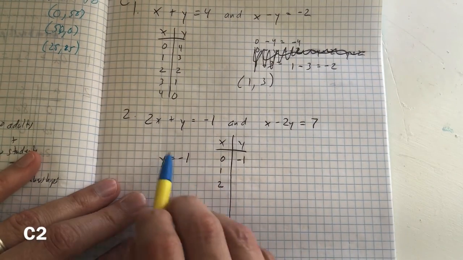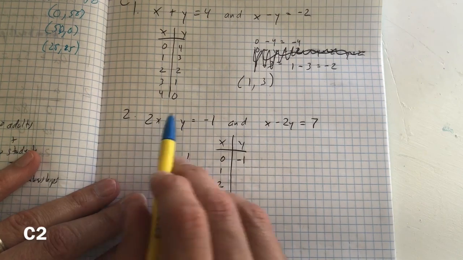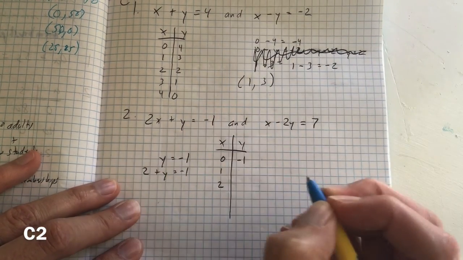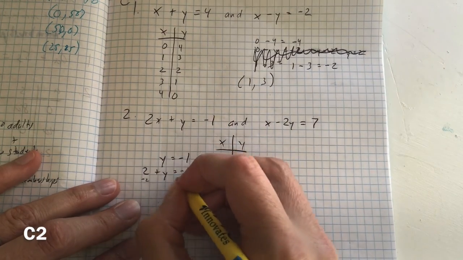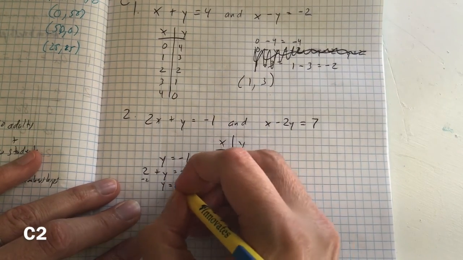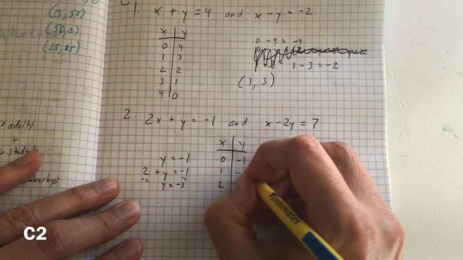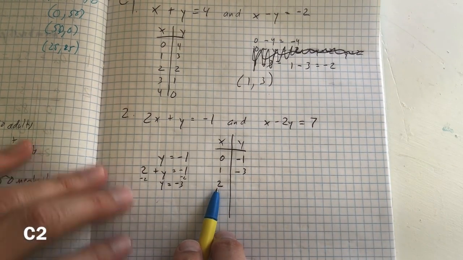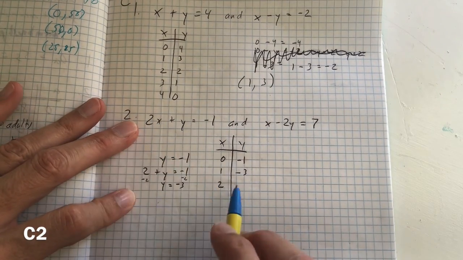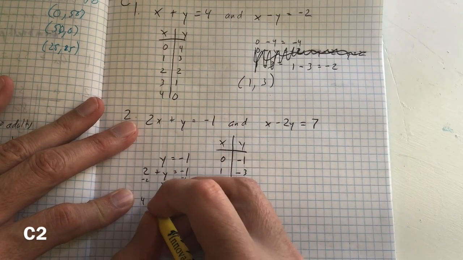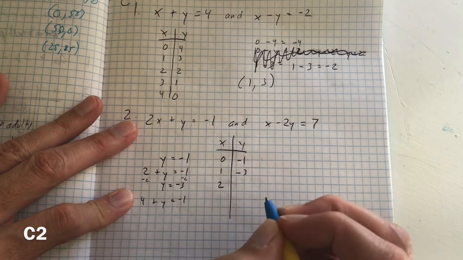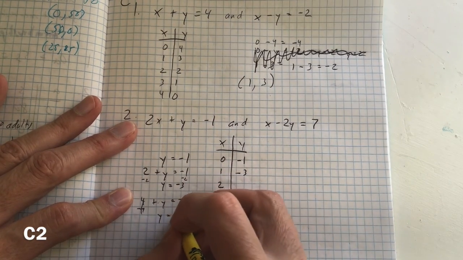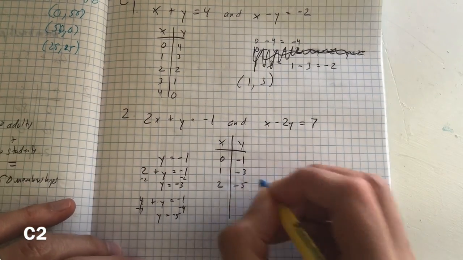Let's put 1 in this case. 2 times 1 is 2, plus y equals -1. If I subtract 2, that would mean y would equal -3. So -3 would be another solution. Let's try putting in 2. 2 times 2 is 4, plus y equals -1. Subtracting 4, y would equal -5. So let's see if we have enough there.